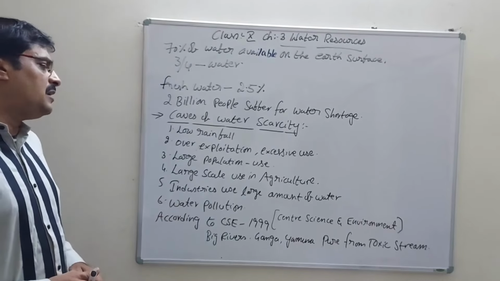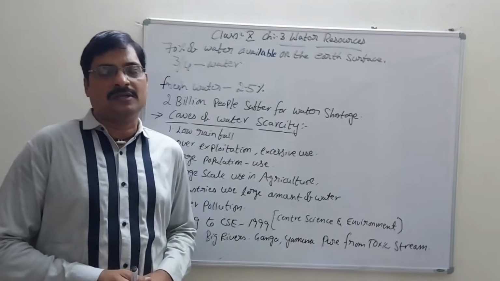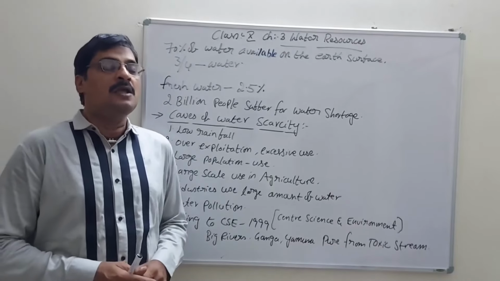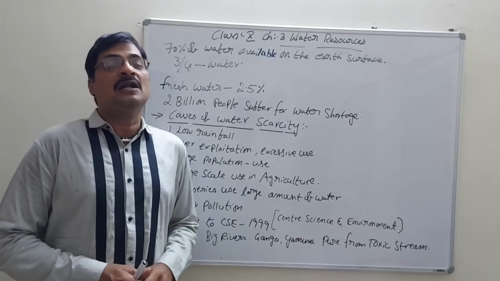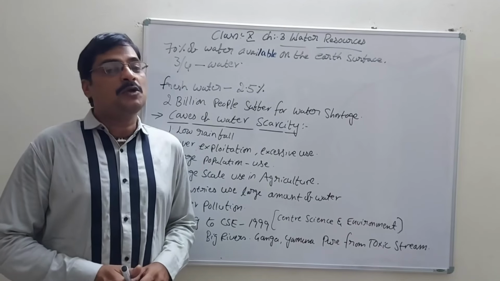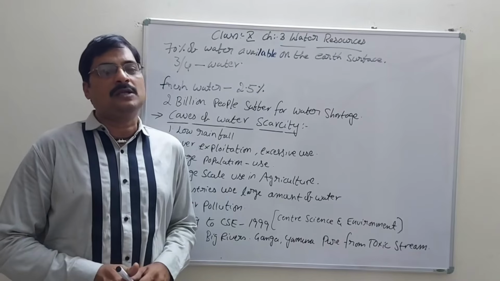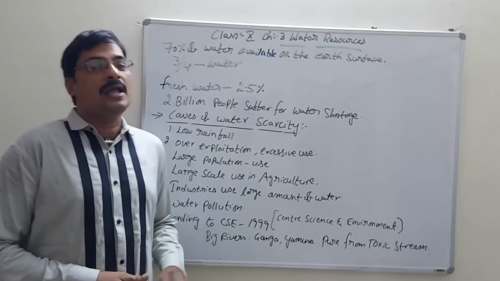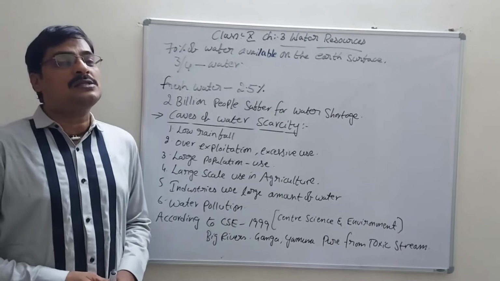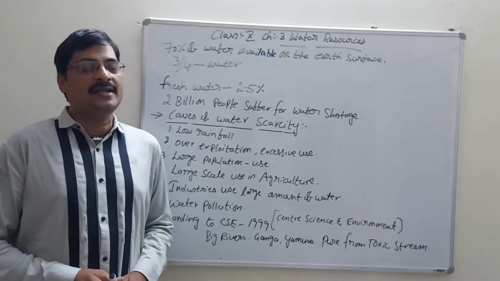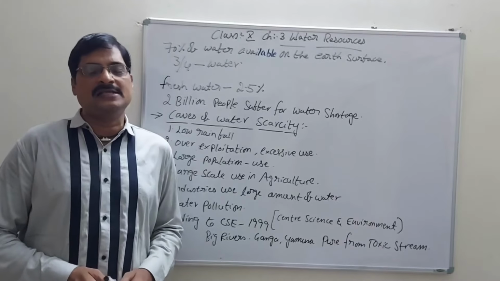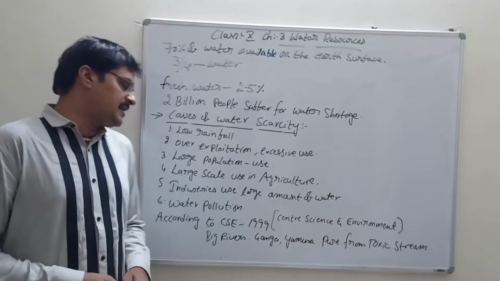Now come to the fourth one, large-scale use in agriculture. Yes, the agriculture sector uses only fresh water, not salty water. Salty water is not at all used for the development of agriculture, so fresh water is compulsorily needed for agriculture. And next, industries. Industries also use a large amount of water, for example iron and steel industries.